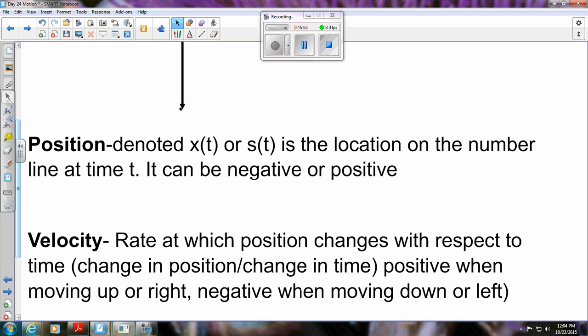Oh, d or x of t? Okay. Well, here it's going to be either x of t or s of t. And what it means is the position at time t. We use function notation because that position can change.